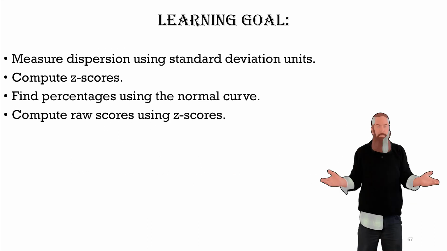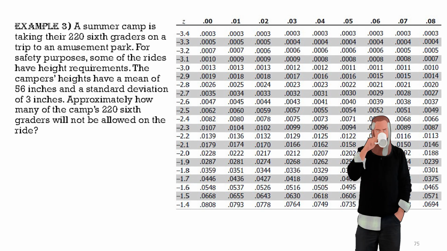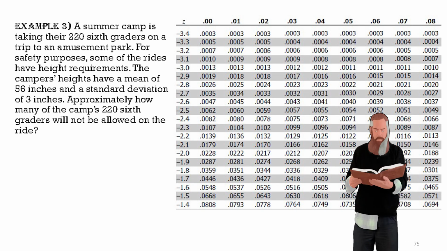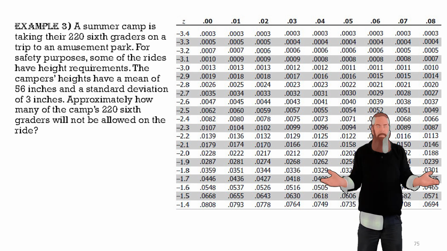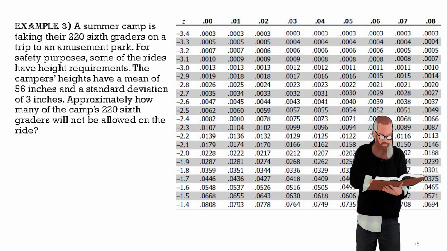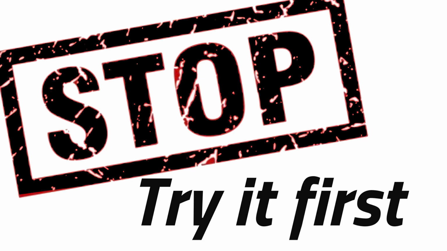Let's find a percent using normal curves. Let's recall the amusement park from example 1 and example 2. A certain ride requires riders to be at least 51 inches tall. The heights are normally distributed with a mean of 56 and a standard deviation of 3. Approximately how many of the camp's 226 riders will not be allowed on the ride?